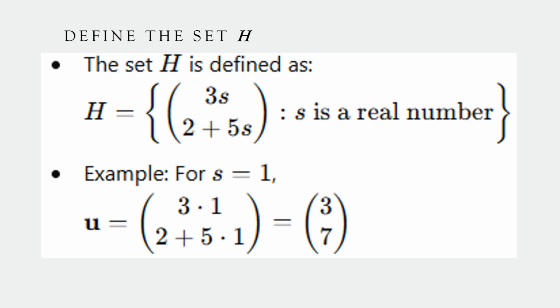So first we need to define the set H. The set H is defined as H equals (3s, 2 + 5s), and in this situation, s is a real number. So in the example for s equals 1, we would get u equals (3 times 1, 2 plus 5 times 1), which comes out to the vector (3, 7).